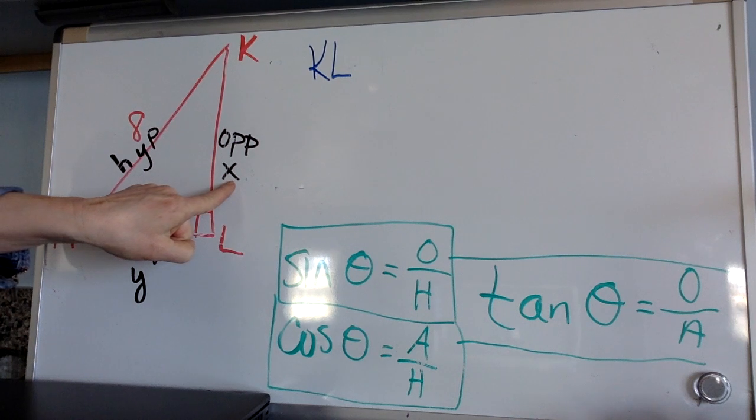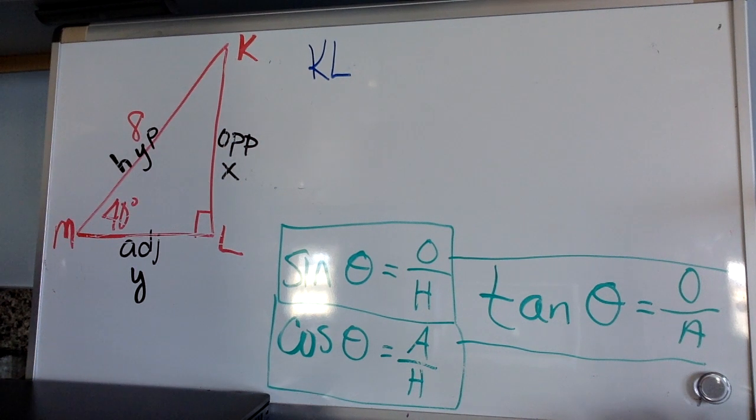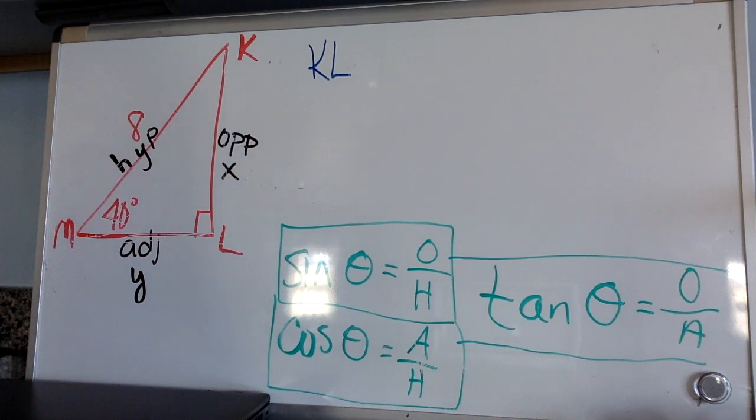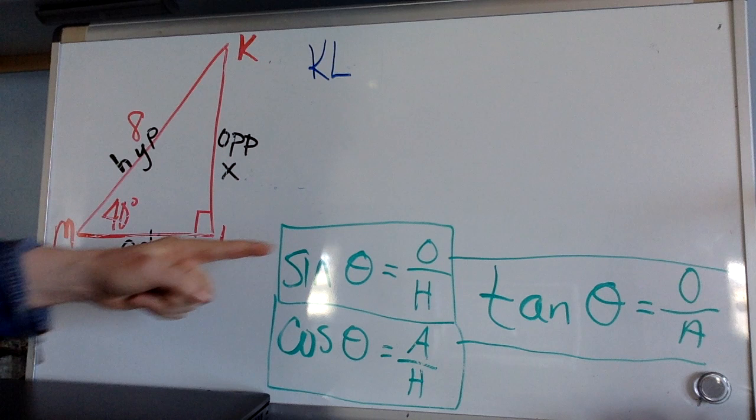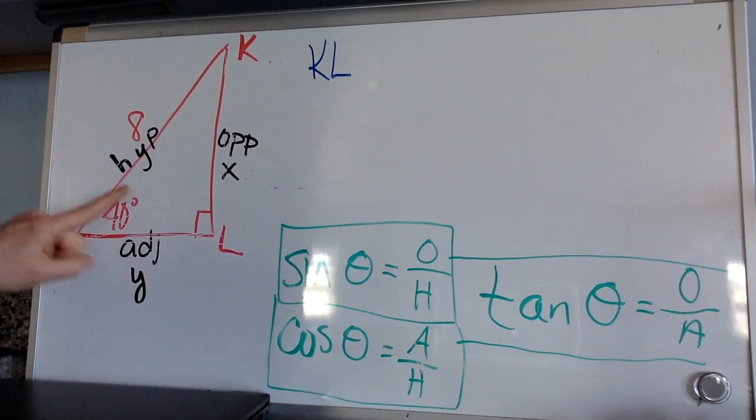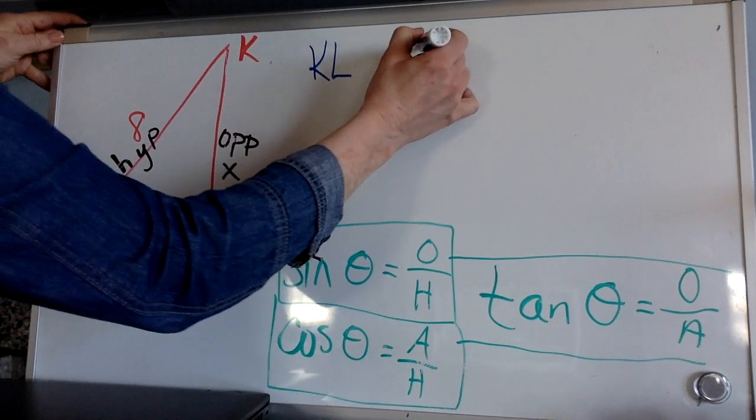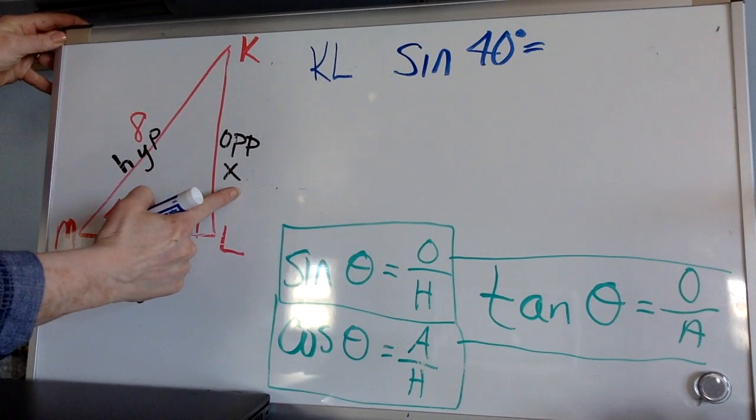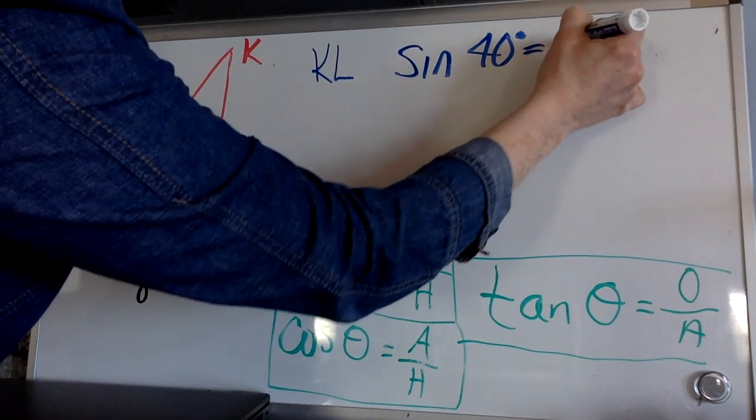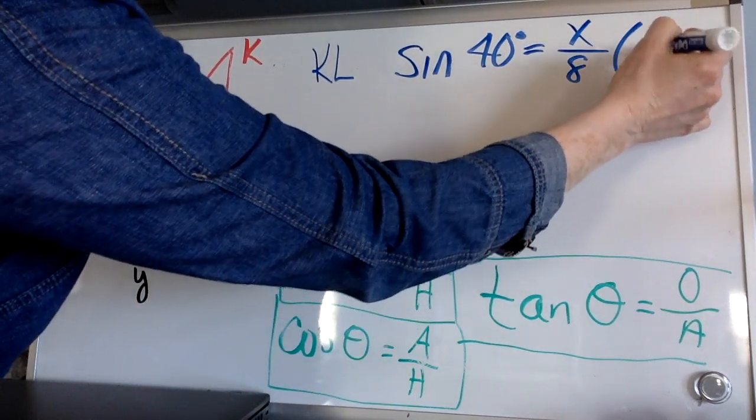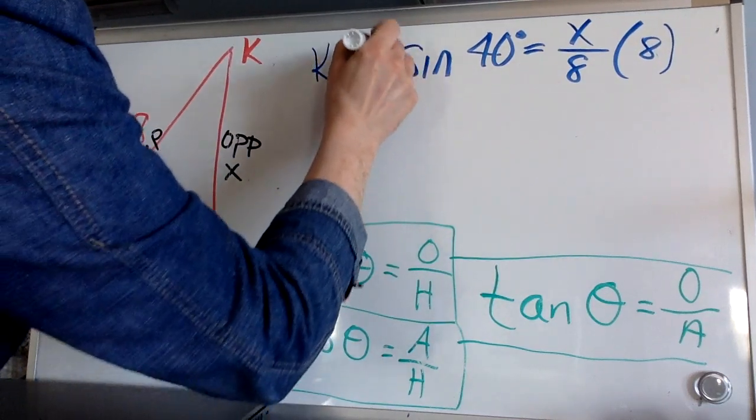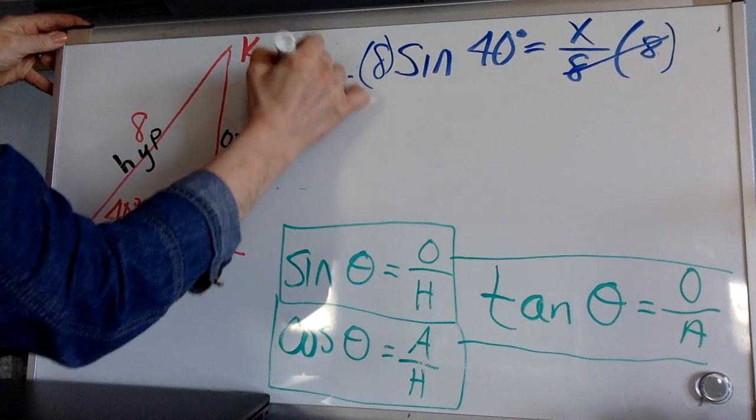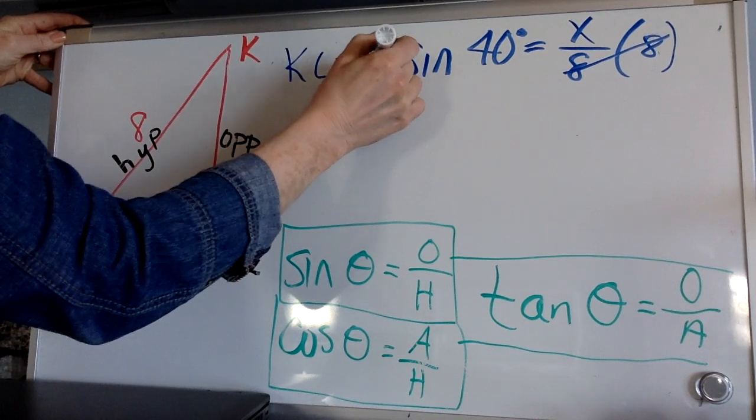So what I need to know and what I want to find out, in this case, is the opposite leg and the hypotenuse. So I need a ratio that relates opposite leg to hypotenuse. So I'm going to be forced to use the sine ratio here to find KL. So the sine of 40 degrees is equal to opposite x over hypotenuse 8. And all I need to do is multiply each side by 8, and that would cancel. And I'm going to have that KL is equal to 8 times the sine of 40 degrees.